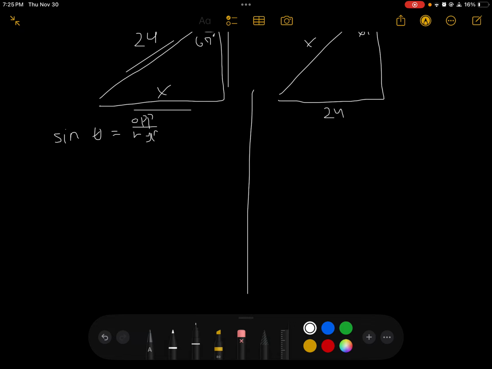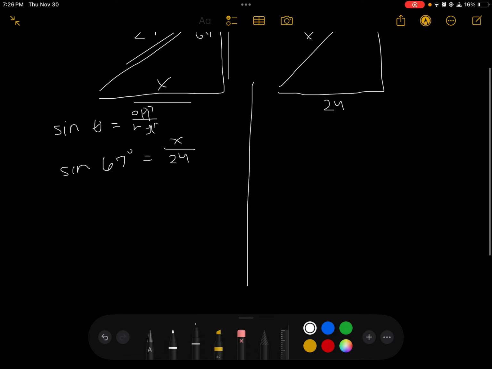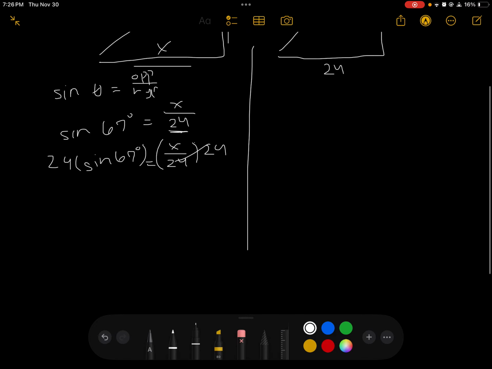Now let's plug in the values for sine. Sine 67 degrees is equivalent to opposite. Our opposite is missing, so let's plug in x and let's put in 24. Now, what we're gonna do here is remove the 24, so we're gonna multiply both sides by 24. Now, cancel this out, and we only have x left.